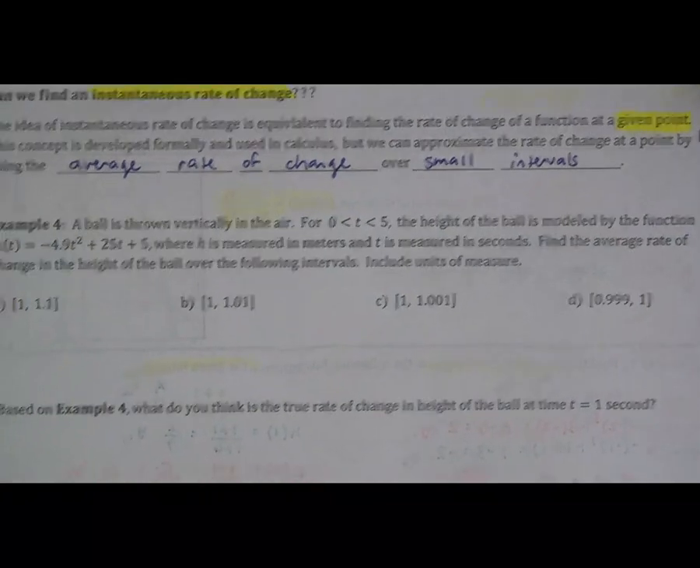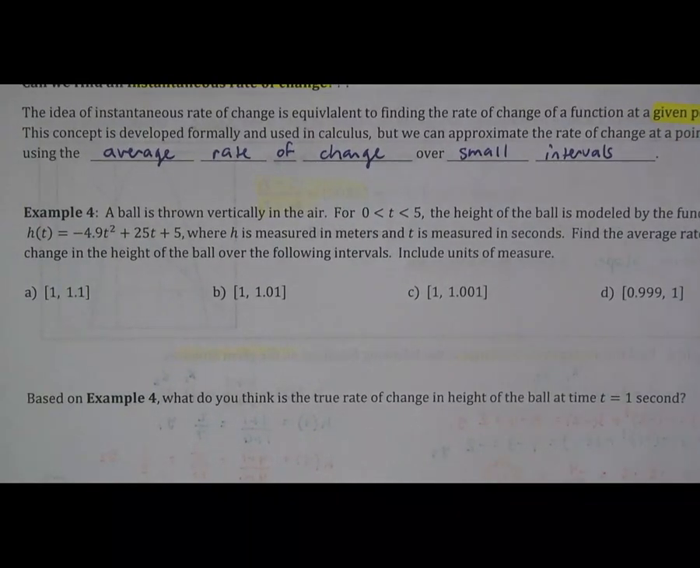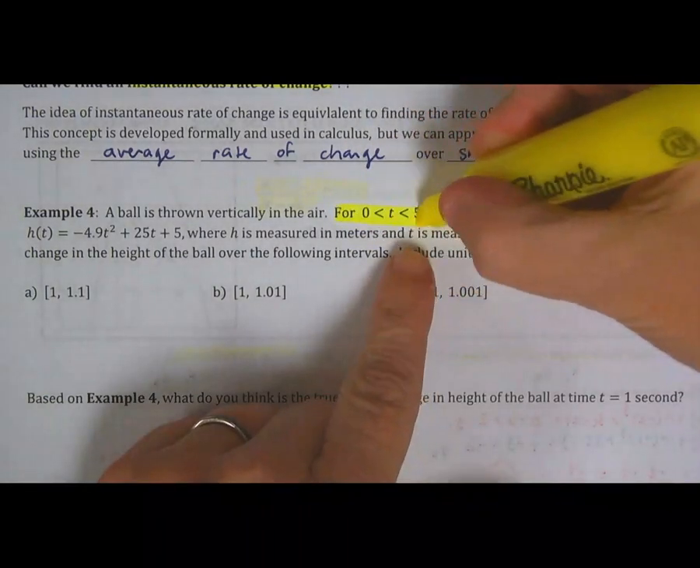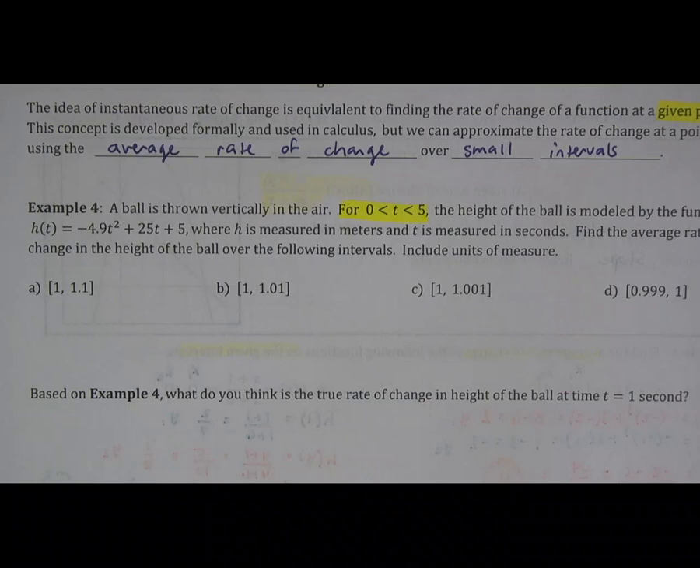And I'm going to help you out with this one as well. So your idea is just to keep the big picture. I will help you crunch the numbers. This would definitely be a calculator problem. A ball is thrown vertically into the air. When you read something like this, I don't want you in your head to say, for 0, alligator mouth T, alligator mouth 5. I want you to understand that means between 0 and 5 seconds of time. The height of the ball is modeled by this function.